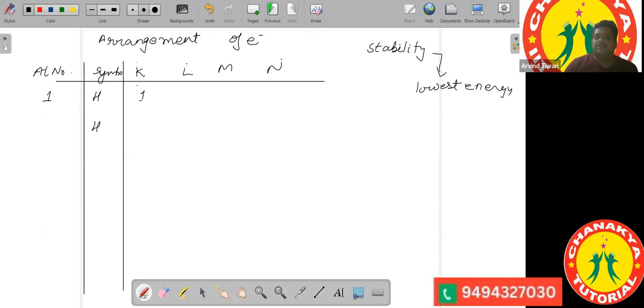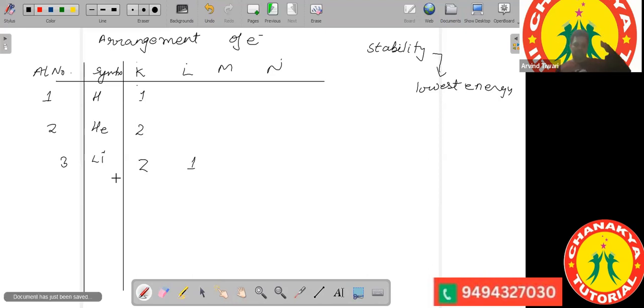Then you have helium. It has atomic number 2, so the 2 electrons will occupy the K shell only. Now the K shell is complete. If you ask for lithium, which has atomic number 3, it will have a configuration where 2 electrons are first filled in the K shell and 1 electron is filled in the L shell.